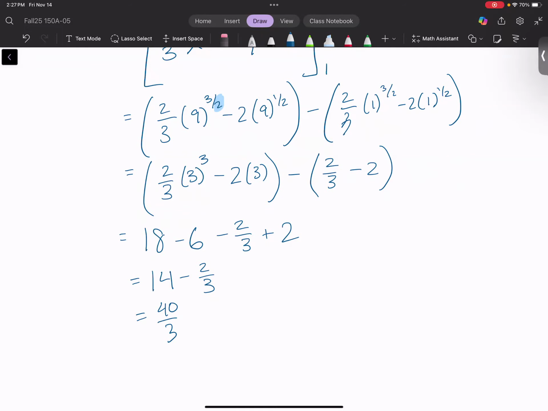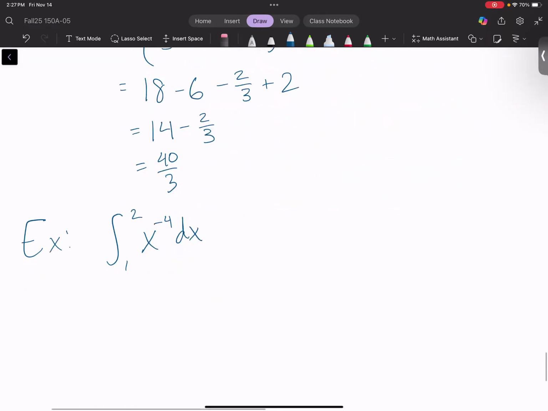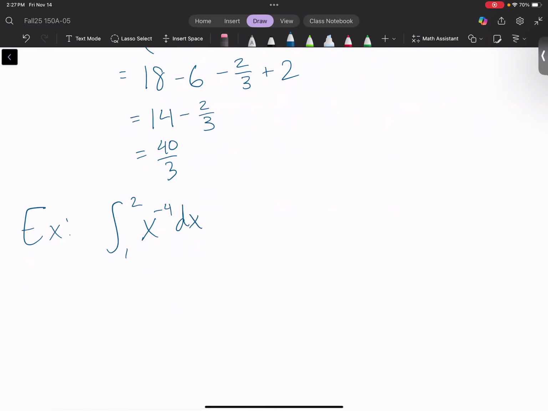All right. Let me get you to try one more. This is the integral from 1 to 2 of x to the negative 4 dx. Really try to get as much practice as you can doing this power rule stuff. So pause here.